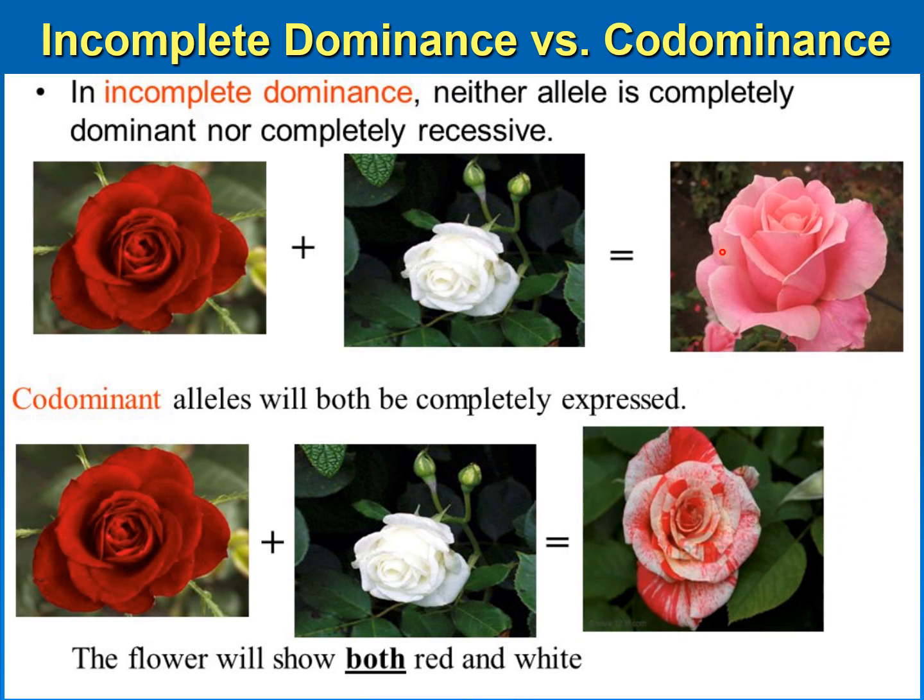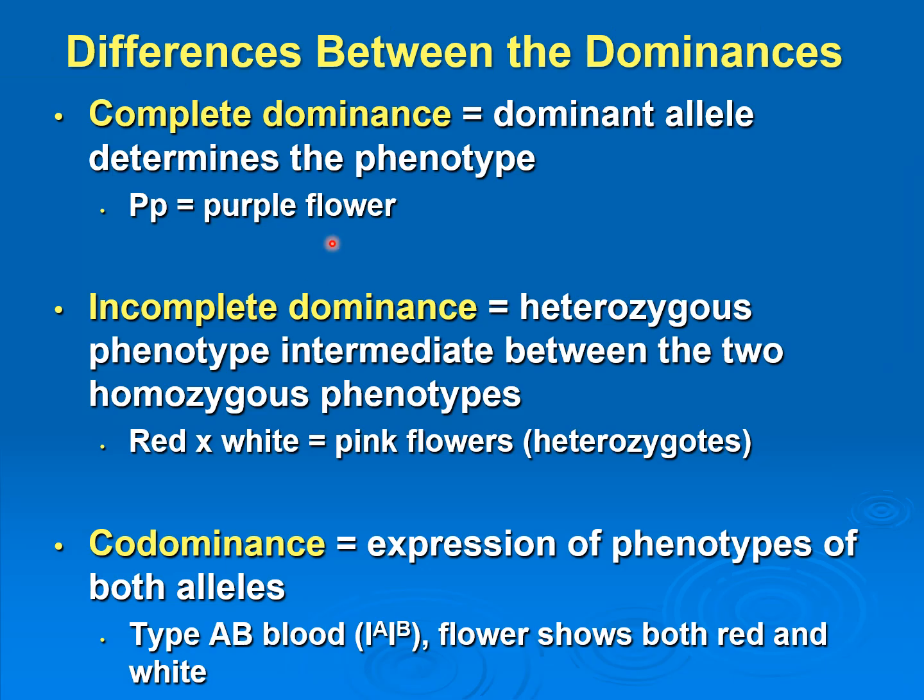So it wouldn't be a pink flower, but you'd have red and white patches on them. And so that would be codominance. So incomplete dominance looks like blending. You would get an intermediate phenotype between the red and the white, which would be pink. And then codominance, you would express both the red and the white, and so you would get patches of both of those colors. Okay, and then here's just another slide, just talking about the difference between complete dominance, incomplete dominance, and codominance, and their examples.